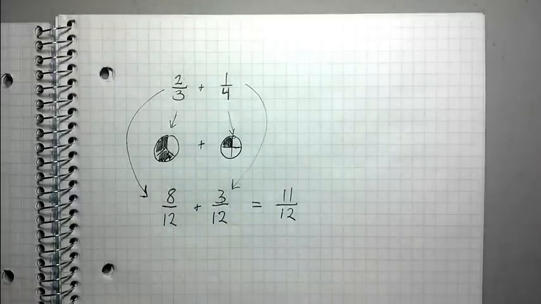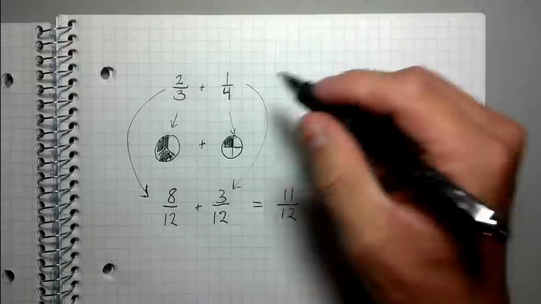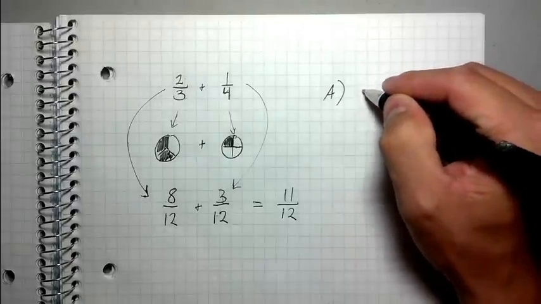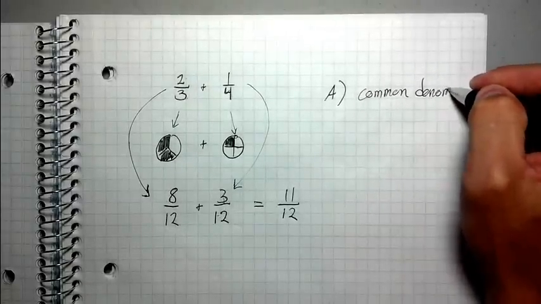Anyways, that's basically it. I guess I'll do an overview real quick, a little summary of what we just did. So step A was the common denominator.